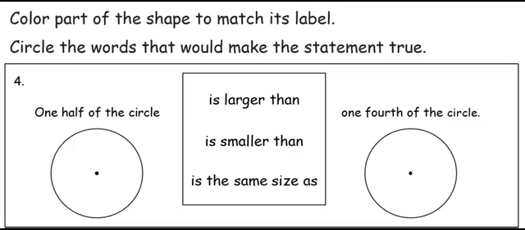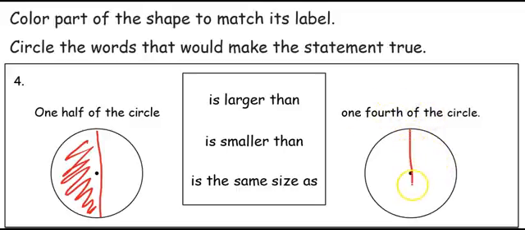The next section says to color the part of the shape to match its label and circle the words that would make the statement true. So my first circle says we need to color in 1/2 of the circle. So I will divide the circle into 2 equal pieces, and I will shade in 1/2. On the other side, we need to divide the circle into 4 equal pieces and then shade in 1/4.